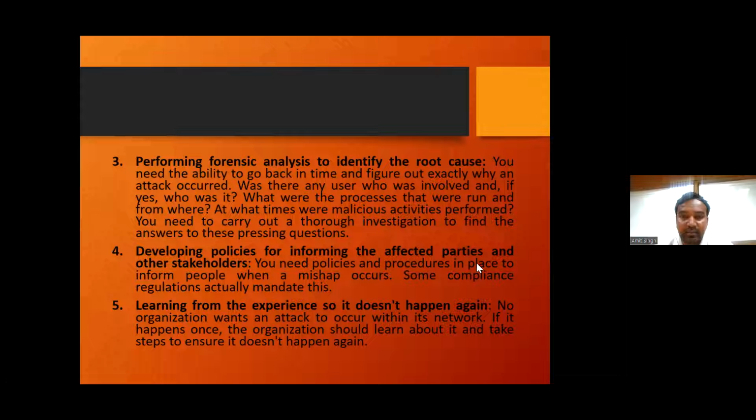So if any type of attack happens in our organization, we have to tell the CERT that these are the type of attacks which had happened in our organization, and we should alert others so that they may take preventive measures in their own systems. And fifth is learning from the experience, so it doesn't happen again. So that is obvious.